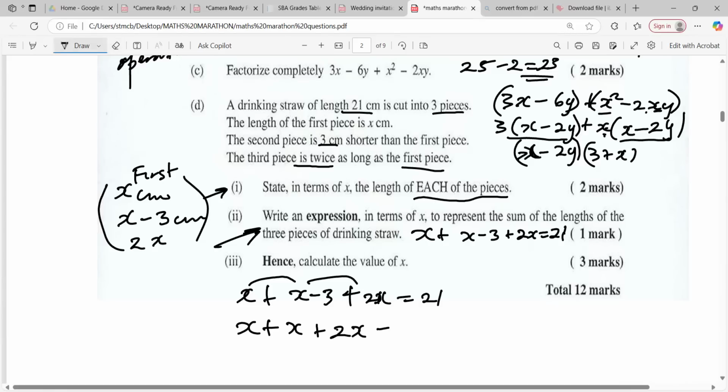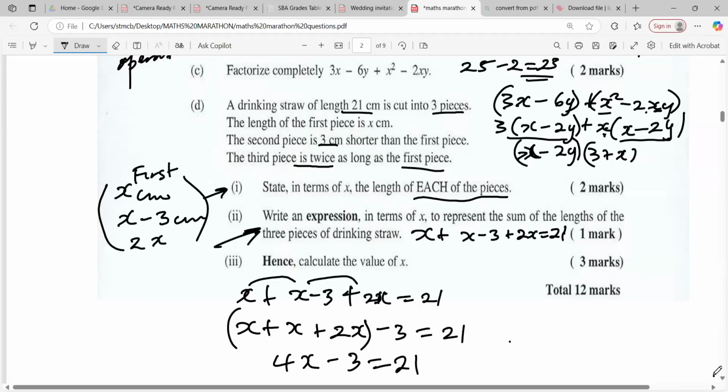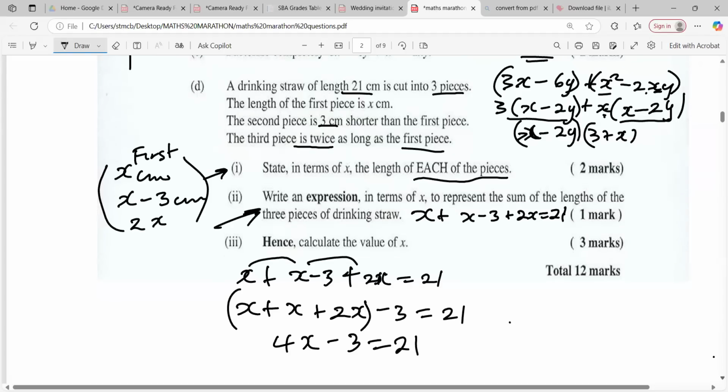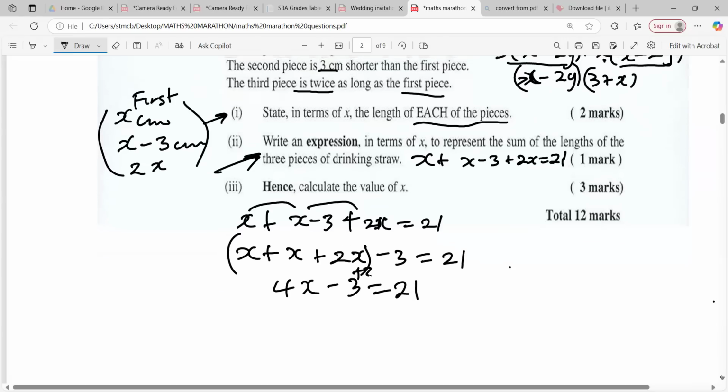So now we group all the x terms, right? But we still have to minus the 3. So when we add all of these like terms, this would give us 4x minus 3 equals 21. So we form an equation, and all we have to do is solve for x. So now, add 3 to both sides. 21 plus 3, that's 24. And then we divide by 4. So x is equal to 6.